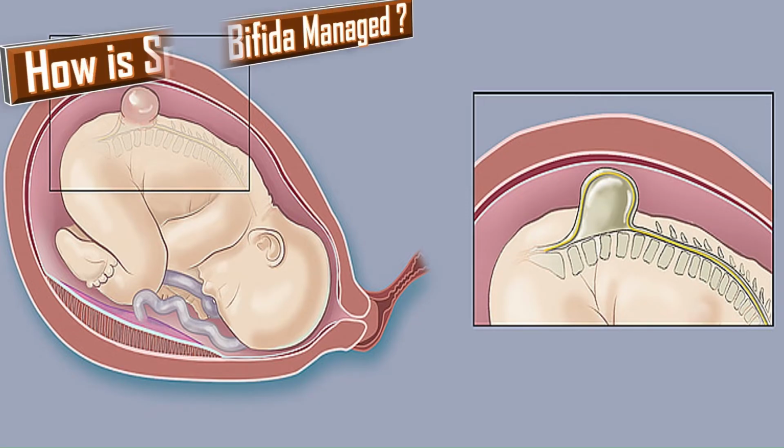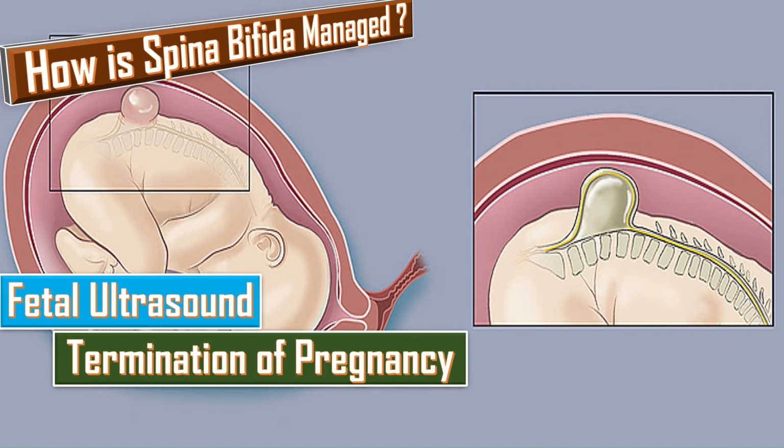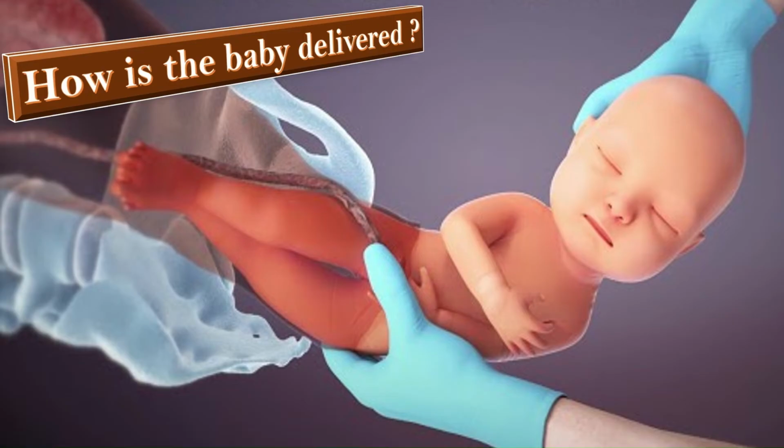How is spina bifida managed in pregnancy? It is managed by doing regular ultrasound scans. Some women may opt for termination of the pregnancy. Pregnant ladies are referred to the fetal medicine consultant who will rescan the baby to make sure there are no other associated abnormalities. How is the baby delivered? If there are no other complications and the baby is lying the right way, there is no reason that the patient cannot deliver normally. However, if there are additional complications, the patient may have cesarean section as the delivery option. Spina bifida on its own is not an indication of cesarean section.